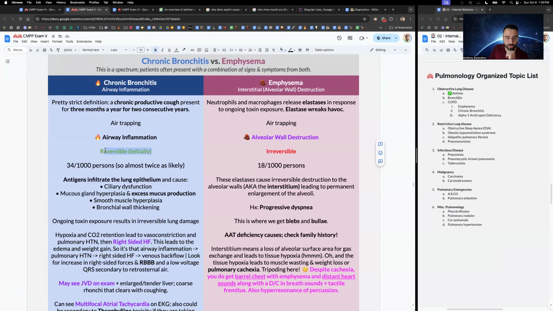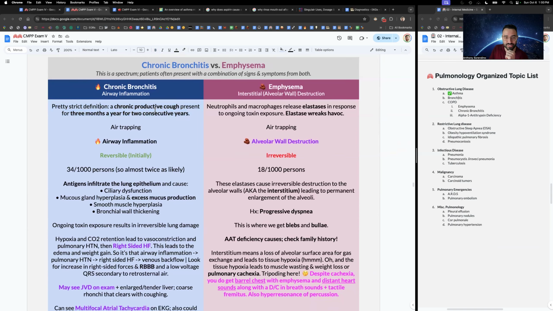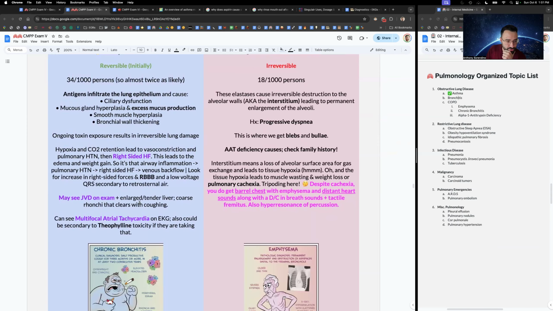So yeah, it's right here. So reversible initially, bronchitis is just airway inflammation. Oh, I'm sorry, I'm defining chronic bronchitis, not acute bronchitis, which makes sense. Two consecutive years is very chronic. Here's where the money is.